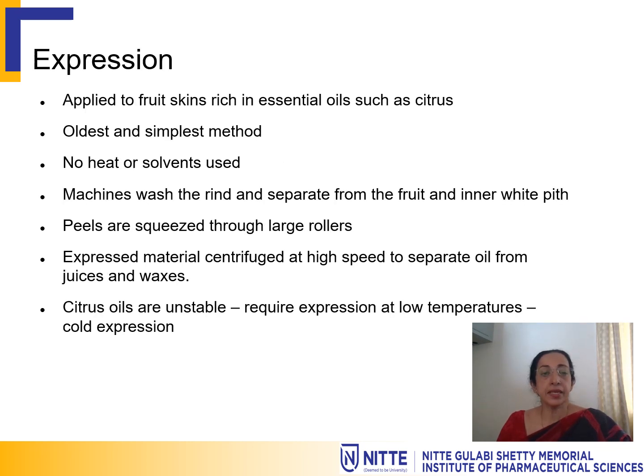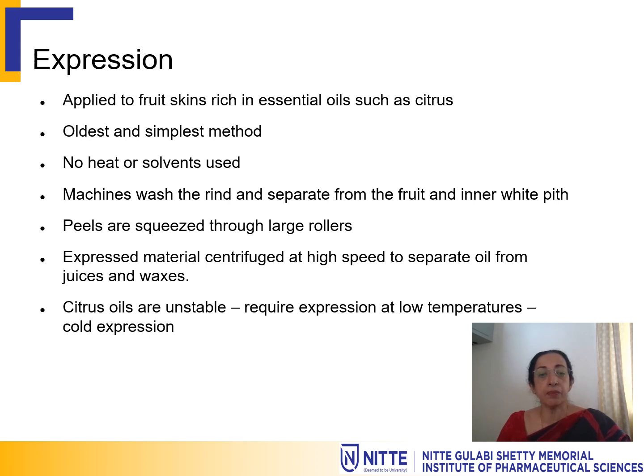The fourth method is expression. This method is preferred for fruit skins, such as citrus fruit skin, which are rich in essential oils. This is an old and simple method, and the advantage of this method is that it does not require heat as in steam distillation, nor does it require the use of solvents as in the solvent extraction method. The skin of the fruit is first separated, including from the inner white pith, and after washing, machines simply grind them, or the peels are squeezed through large rollers.